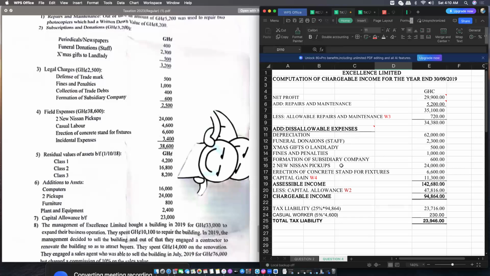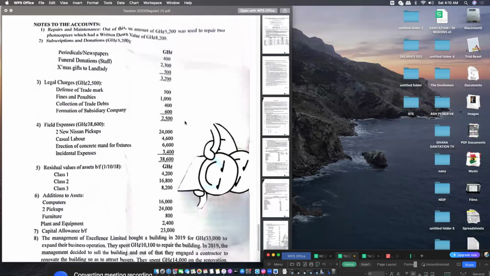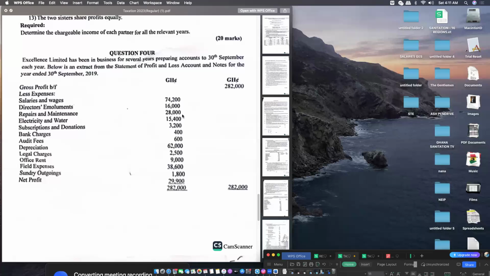Okay, then I came back to the question. I took this off and then came back to the questions. Let's identify the disallowable expenses. And then I started from here. Yes. Salaries and wages.